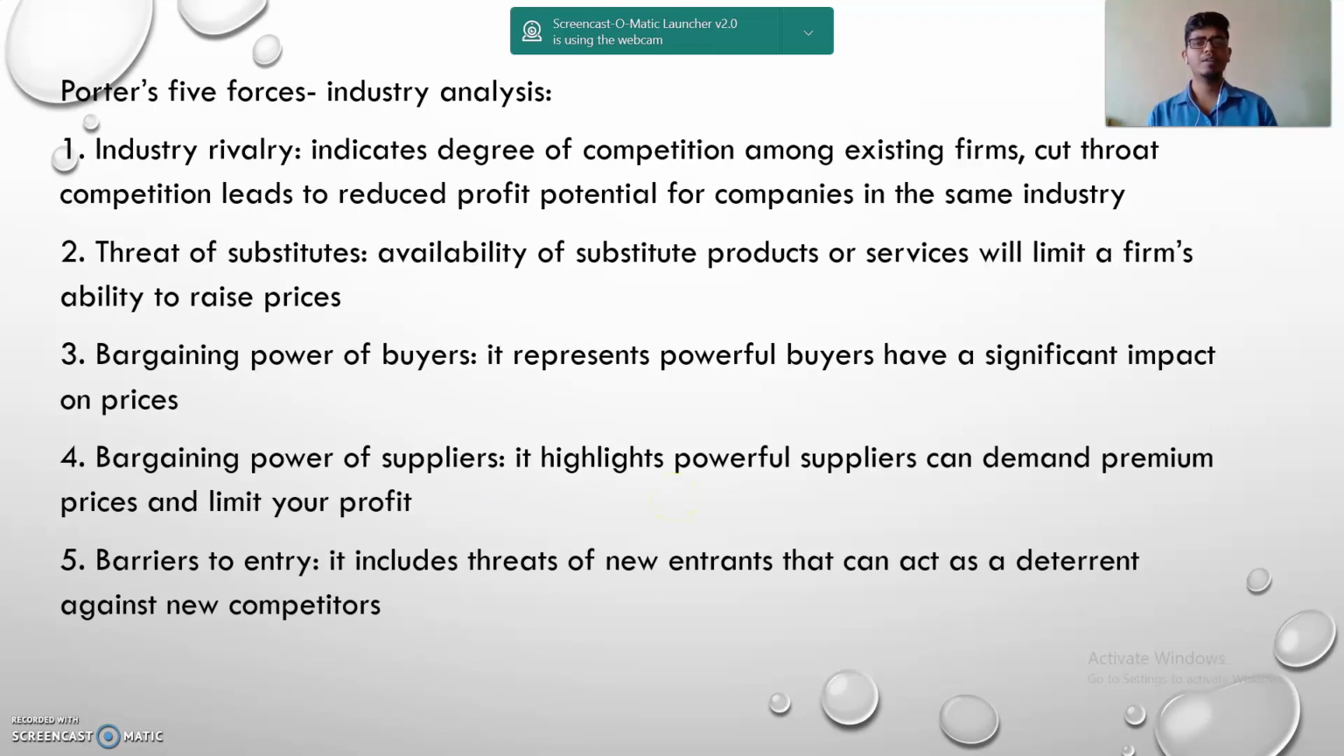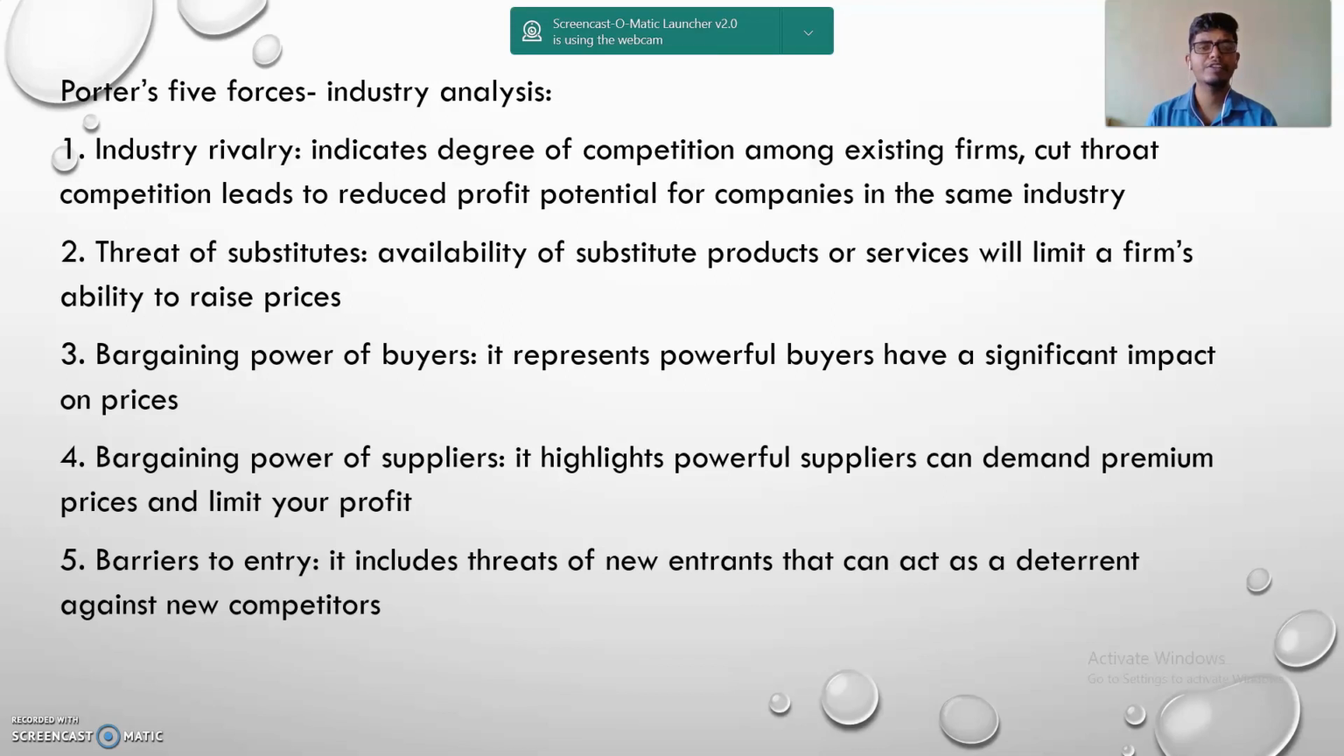Fine. Under industry analysis, the main aspect is Porter's 5 forces of industry analysis. Porter is a marketing specialist and economic specialist. He has given the 5 forces which will affect the industry. So those 5 forces are: industry rivalry. Rivalry is nothing but the competition.